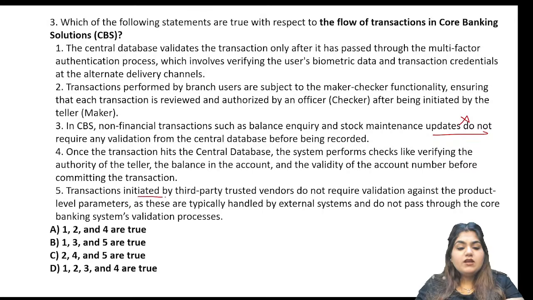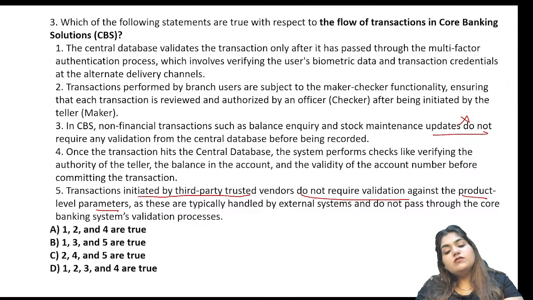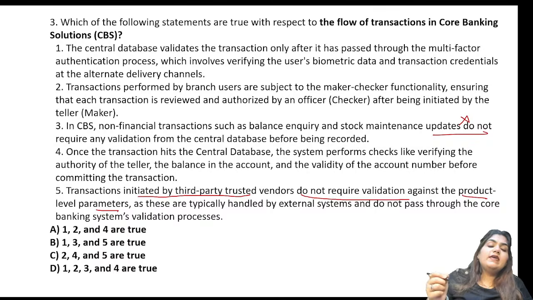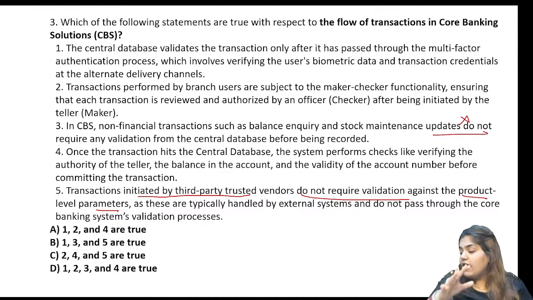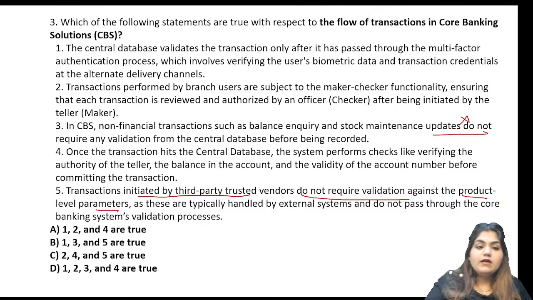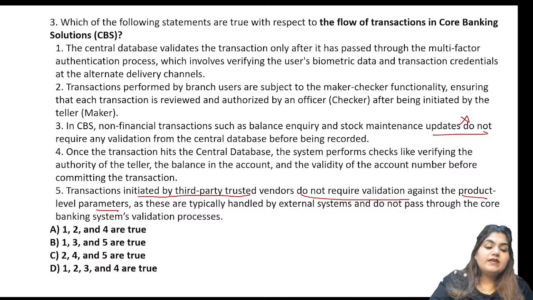Transaction initiated by third-party vendors do not require validation against the product level parameter. Okay? Transaction from third parties require validation. There is nobody else. See, everything in the banking is secure. There is authentication at every process at every moment we need. Okay? So statement number 5 is also incorrect. That will give us 1, 2, 4 as correct. A is the correct answer.